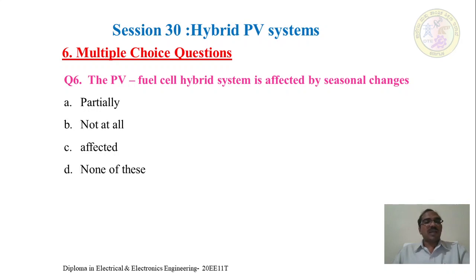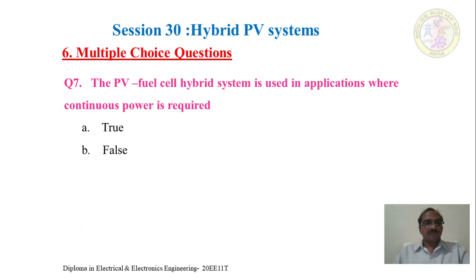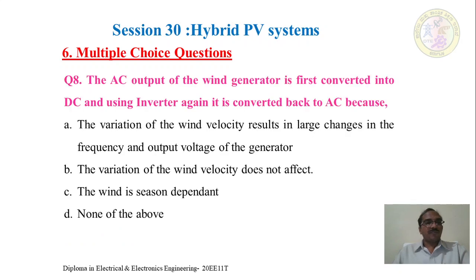The PV and fuel cell hybrid system is affected by seasonal changes. It is partially affected, because the PV cell is affected but the fuel cell is not affected. The PV fuel cell hybrid system is used in applications where continuous power is required. Yes, true, because if the PV cell is not supplying, I can use the fuel cell and continue with my supply.